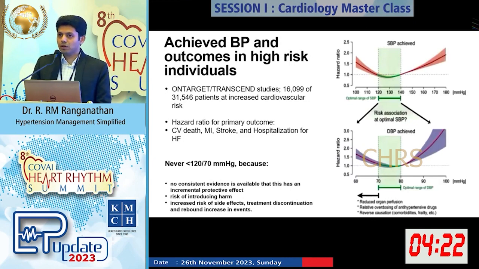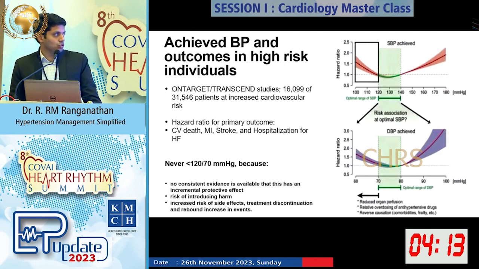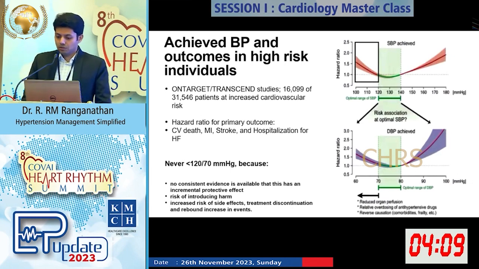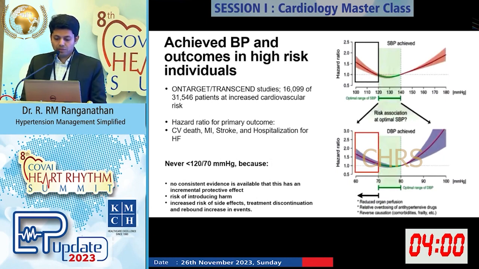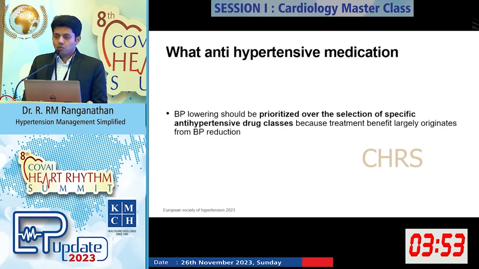And why do we not want to reduce blood pressure below 120/70? You can see this data here. When the systolic blood pressure is reduced to below 120 here, the hazard ratio starts increasing. So the sweet spot is between 120 and 140 where the hazard ratio is minimal. Likewise, diastolic blood pressure, do not reduce below 70. When you reduce it below 70, again the hazard ratio starts increasing. So now we have looked at the threshold for initiation of therapy and target levels.